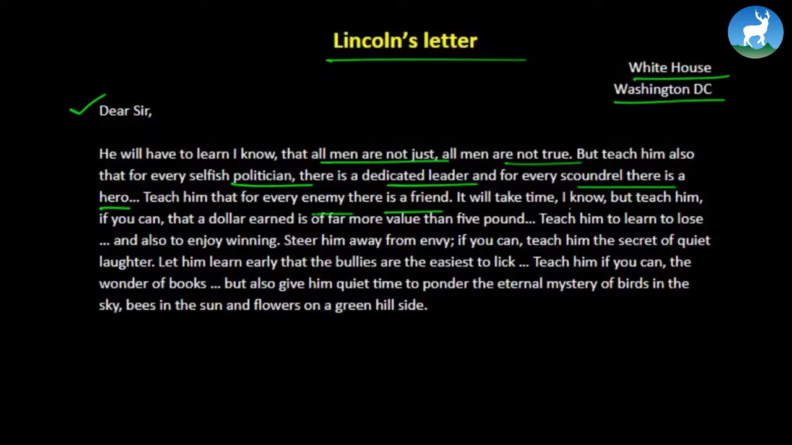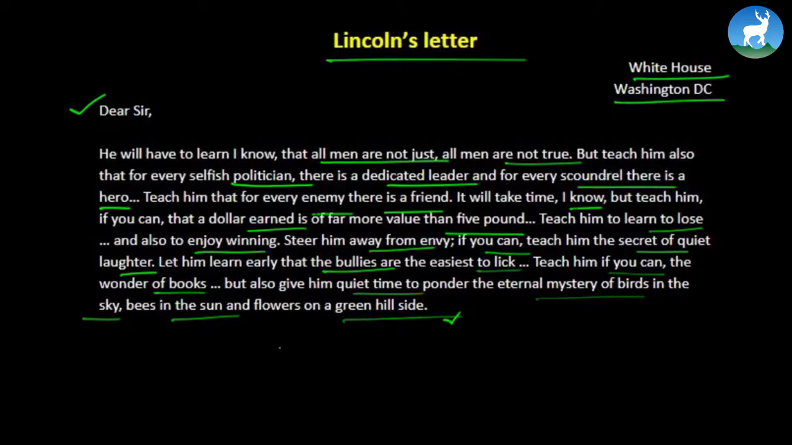It will take time, I know, but teach him, if you can, that $1 earned is of far more value than $5 found. Teach him to learn to lose and also to enjoy winning. Steer him away from envy, if you can. Teach him the secret of quiet laughter. Let him learn early that the bullies are the easiest to lick. Teach him, if you can, the wonder of books, but also give him quiet time to ponder the eternal mystery of birds in the sky, bees in the sun, and flowers on a green hillside.